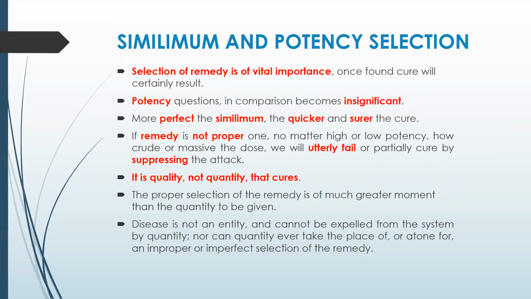Then Hahnemann has told about the similimum and the potency selection. Selection of the remedy is very important. Following the remedy, we need to decide what potency is to be given. These guidelines are given in Dr. Allen's Therapeutics of Intermittent Fever, where he says the potency in question is insignificant. The more perfect the similimum, the quicker and surer the cure. If the remedy is correct, irrespective of the potency selected, it will definitely work. But if the remedy is not the proper one, and if you keep on repeating the remedy, whether in high potency or low potency, you will utterly fail, or you will suppress the attack. So it is the quality, not the quantity, that cures. Proper selection of the remedy is more important than the quantity, that is, the potency selection and the repetition.